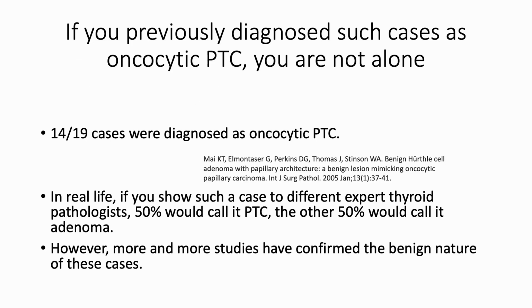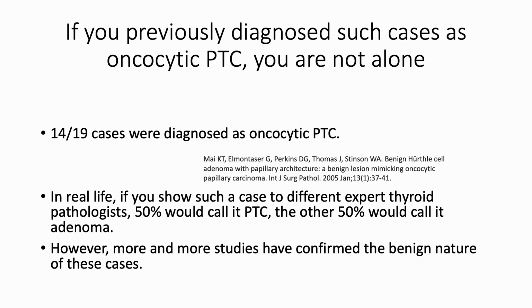If you previously diagnosed such cases as oncocytic PTC, you are not alone. Studies show that about 50% of pathologists make the same call. This reflects the difficulty of the diagnosis. In thyroid pathology, papillary architecture tends to create an automatic association with PTC. One study found that 14 of 19 such cases were diagnosed as oncocytic PTC. Even today, expert thyroid pathologists split nearly evenly. Half call these cases PTC, and half call them oncocytic adenoma.